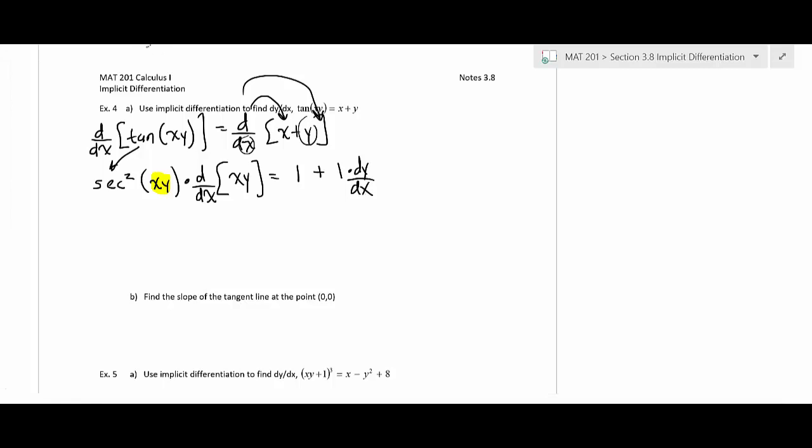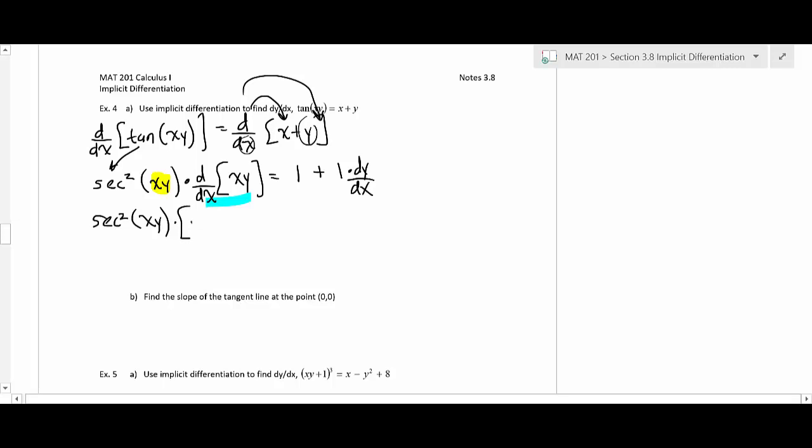So now what we need to focus on is this derivative right here. Okay, how are you going to differentiate x times y? What rule applies? Product rule, exactly, good. So we have to use the product rule. So you're going to have secant squared of xy. Now let's draw a bracket, and now you got to apply the product rule.